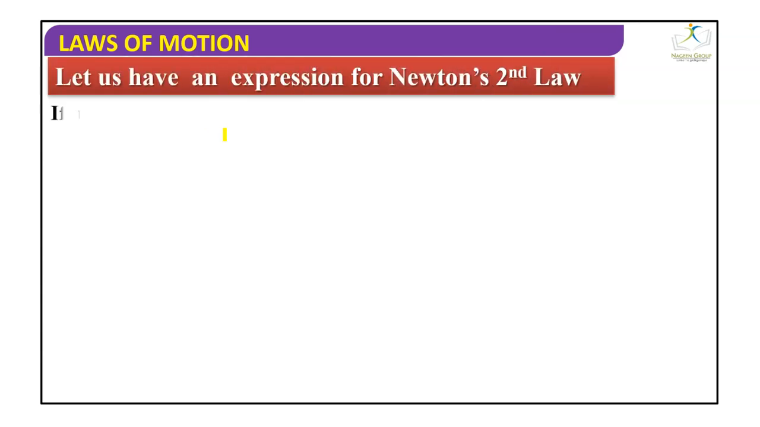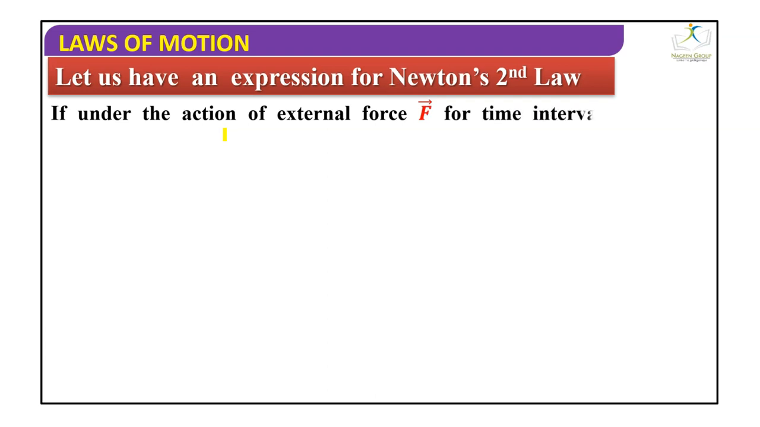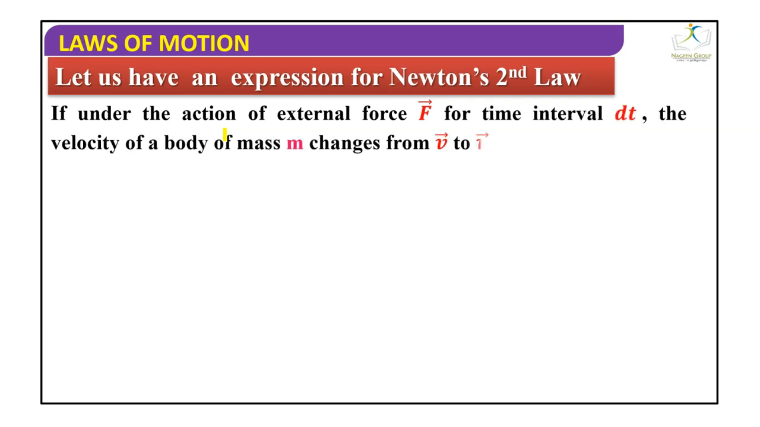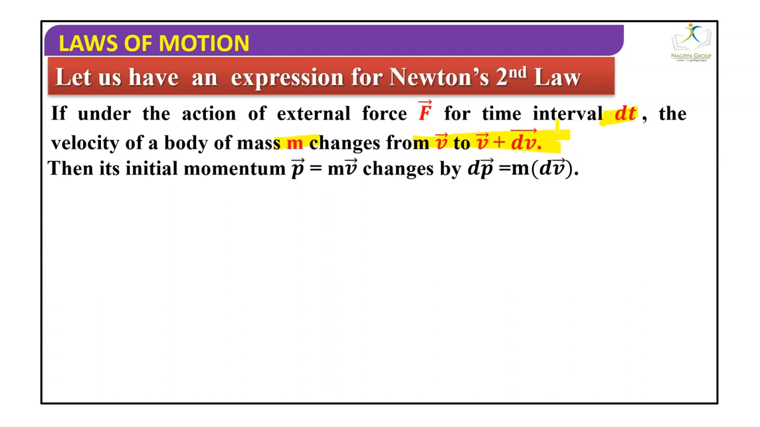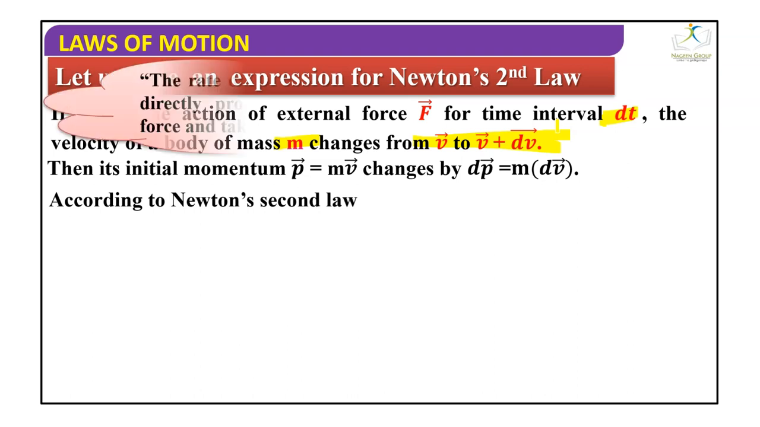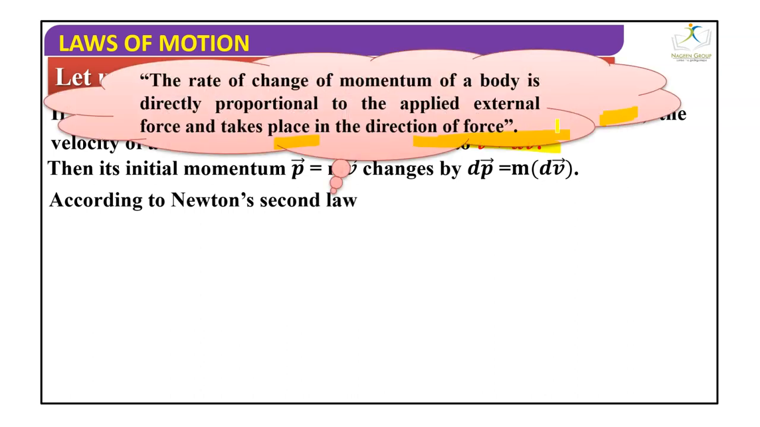Now the expression of Newton's second law. Under the action of external force F for time interval dt, the velocity of the body is v and the mass of the body is m, so it changes from v to v plus delta v. Then the initial momentum will be mv and the change in momentum will be m dv. According to the second law, the rate of change of momentum of any body is directly proportional to the applied force.